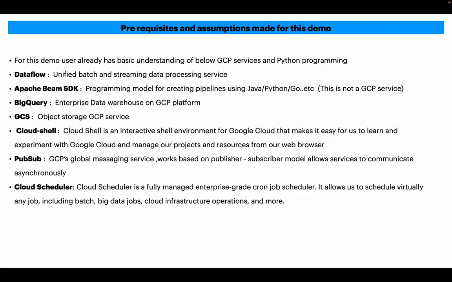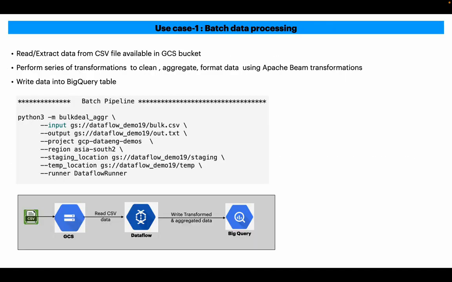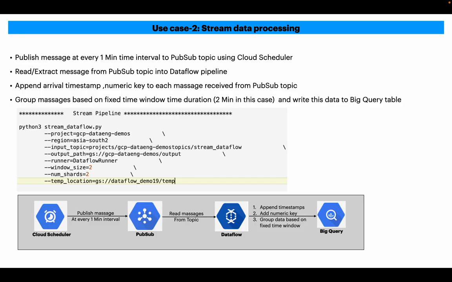PubSub is a global messaging service which works based on the publisher and subscriber model and also allows services to communicate asynchronously. Cloud Scheduler is a fully managed cron app available in GCP. You can schedule any job using the standard cron format. Then we'll go to our use case 2, where we will demo streaming data processing.